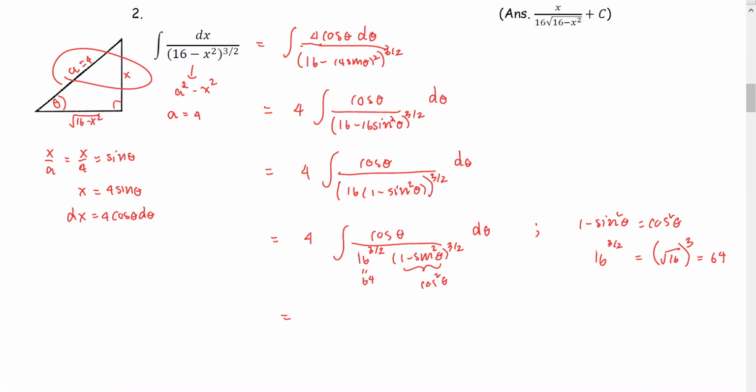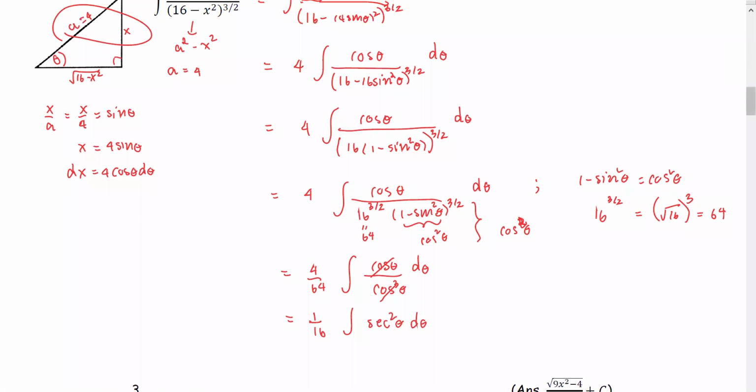Take 64 outside to join with the 4. We have 4 divided by 64. The integral, the cosine theta divided by these two will be simplified to be cosine to the third power of theta in the denominator, with respect to theta. 4 over 64 is 1 over 16. The integrand simplifies one more time to be 1 over cosine squared, which is the secant squared of theta with respect to theta.